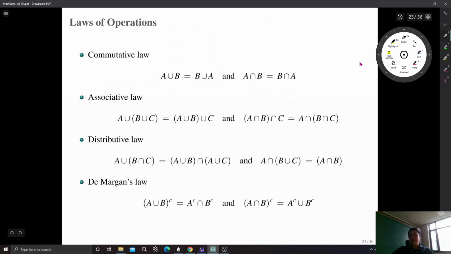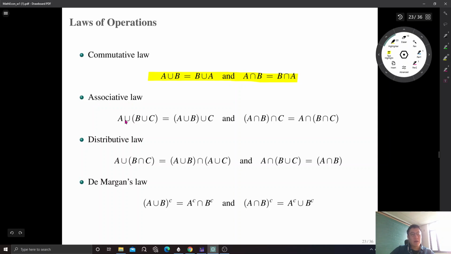All right, then there are some laws of these operations. First, the commutative law. The commutative law means we can change the order. So the union A union B is the same as B union A. Similarly, A intersection B is the same as B intersection A. So we can change the order however we want.